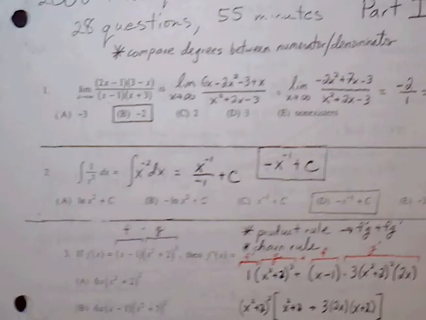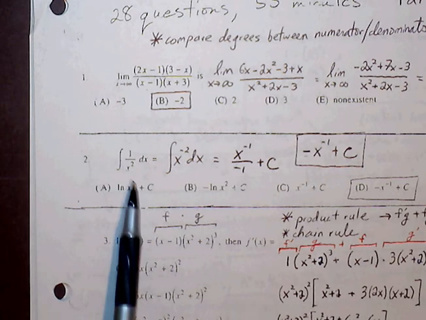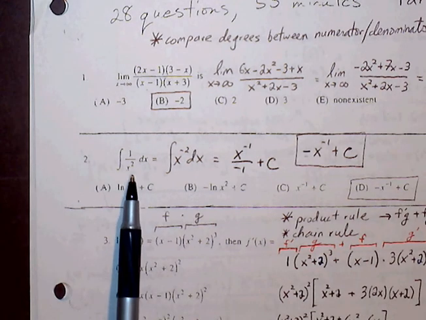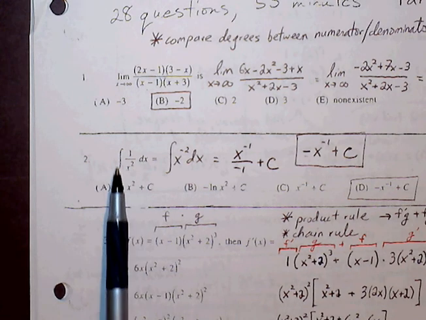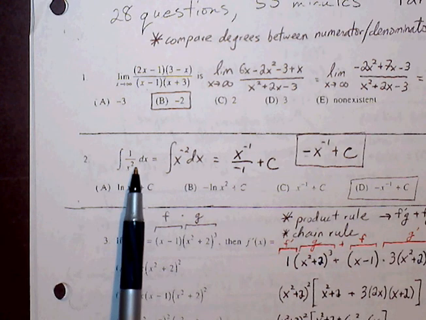Okay, number 2, we want to find the indefinite integral of 1 over x squared. This is simply going to be using power rule. Now, if it is 1 over x to the first power, then we have to use the natural log rule. But any other degree, whether it's 2 or 3 or 1/3 or 1/4, we have to use power rule.